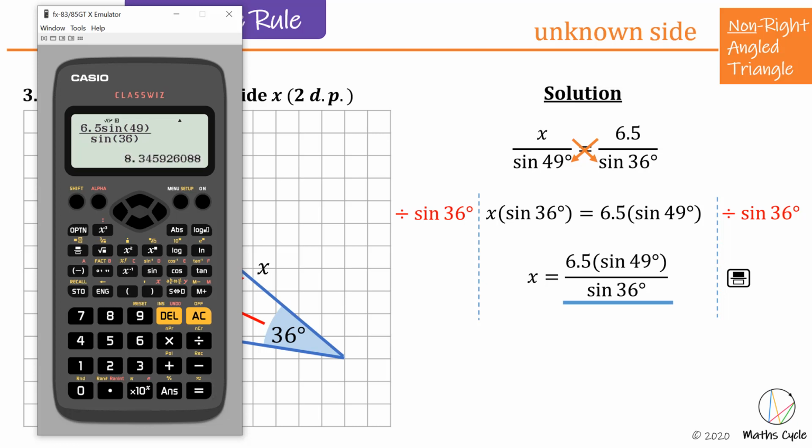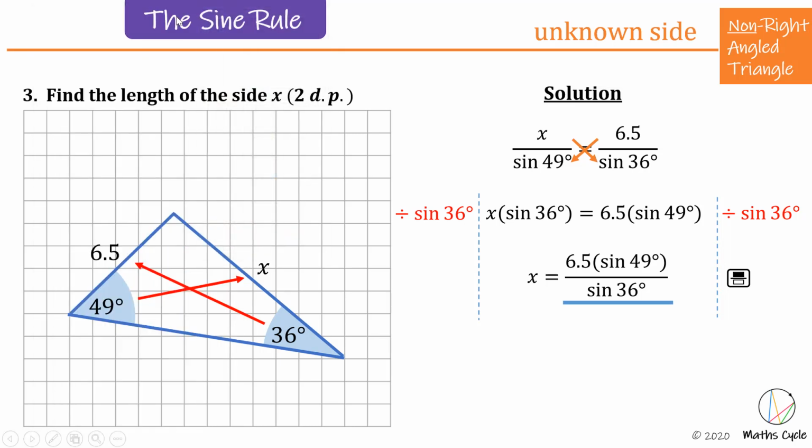So 8.3459. Check your question. We need to know X correct to 2 decimal places. So after my 2 decimal places, 0.34, I have a 5. So let's round up to 0.35. So 8.35 is my answer. Okay.